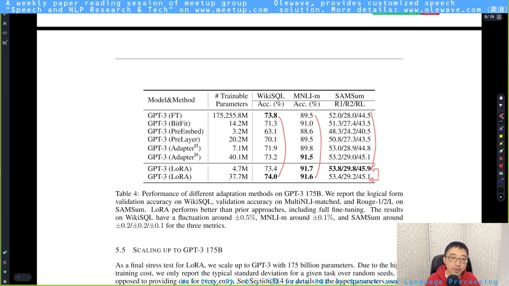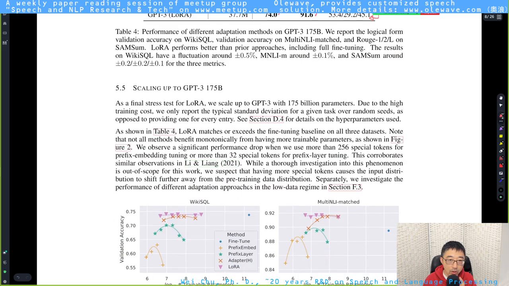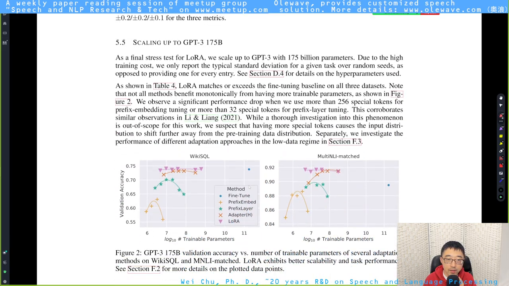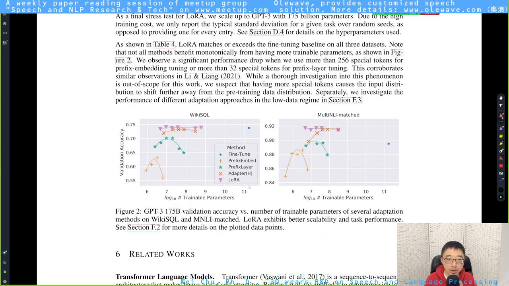And this is BitFit, only adapting bias. This is like we mentioned, the pre-embedding. This is pre-layer. This is the adapter, right? That covers all the things. To my understanding, they also show here that these results are roughly the same as what was talked about in table 4, this one.